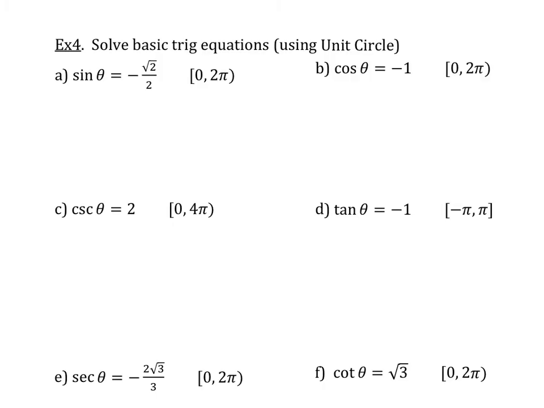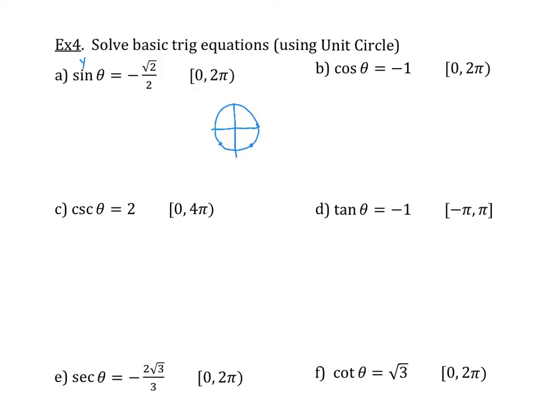Okay, so for A, it's telling me that the sine of theta is -√2/2. I want to figure out what theta is. So I'm going to think about the unit circle. If the sine of theta is -√2/2, it's telling me that the y value is -√2/2. If you have your circle in front of you, look at your circle for where the y value is -√2/2. It's going to be right here and right here.